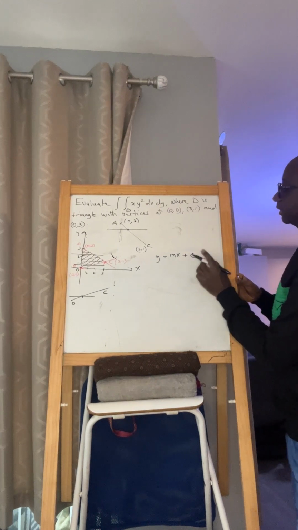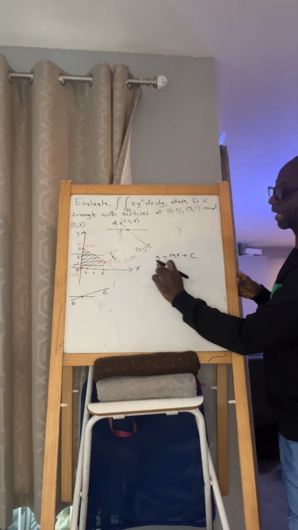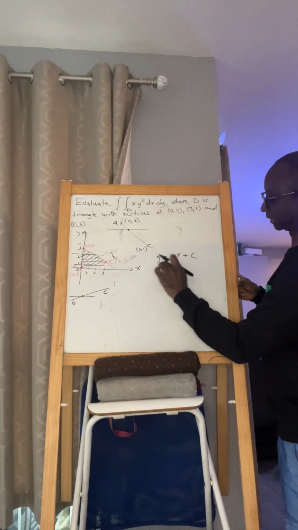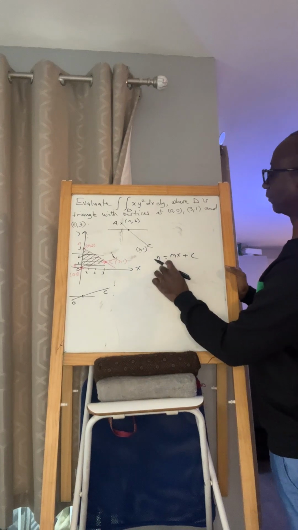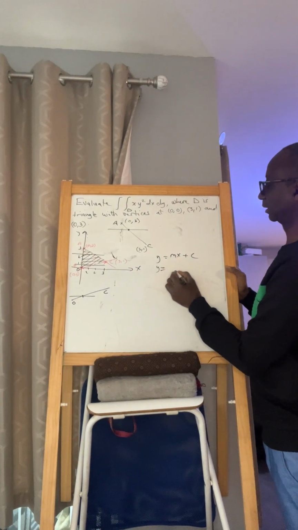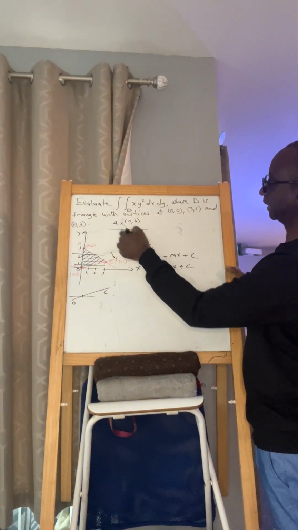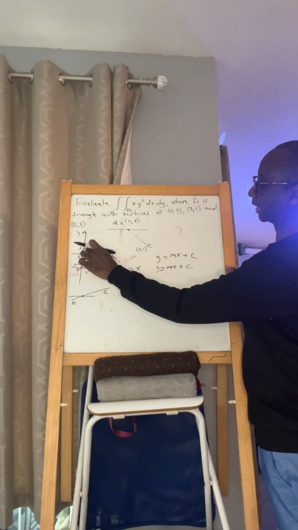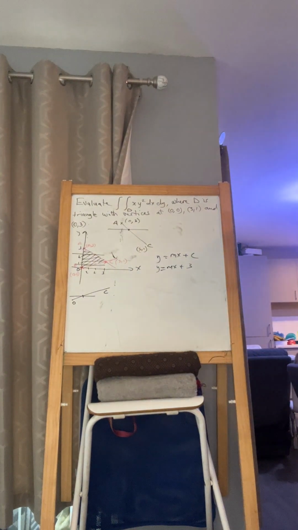And then the c here is where this whole line cuts the y-axis. This number here is a constant, it's going to be a number. It's where it intersects the y-axis. So if that is the case, now you have y equals mx plus c. If we are considering the line AC, where does it cut the y-axis? It cuts the y-axis at y equals 3. So now this already will have 3 here. But how do we find m?